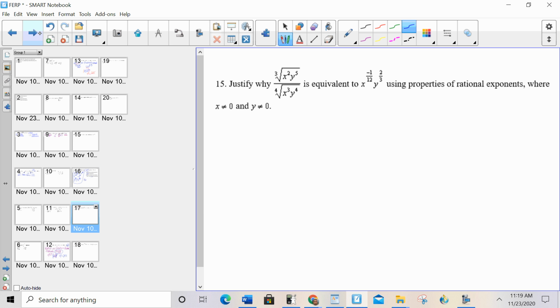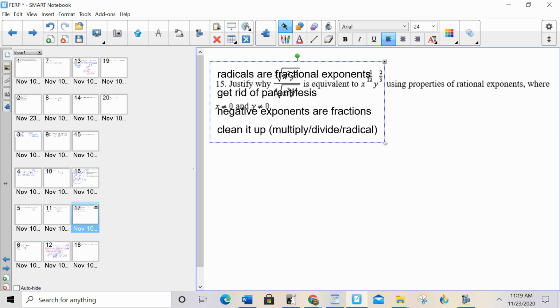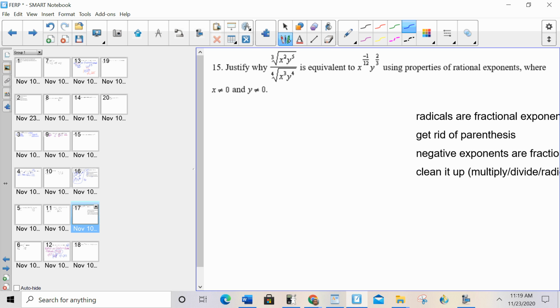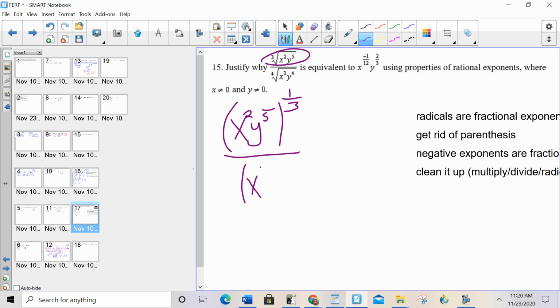Justify why blah, blah, blah is equivalent to blah, blah, blah. So again, this one's actually telling you the answer, but you need to do the work to get there. Radicals are fractional exponents. I'm going to rewrite the radicals as fractional exponents. In the top one, the power is 1, the root is 3. On bottom, the power is 1. The root is 4. Get rid of parentheses, and that equals x to the negative 1/12, y to the 2/3.